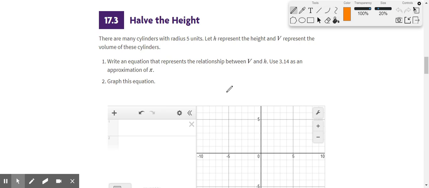We're going to think of volume as a function of height and see what happens to the volume when we change the height. So we have a cylinder, many cylinders with a radius of 5 units. We're going to see what happens when we change the height. So if this is a cylinder with no height, then the volume of that cylinder would be 0.